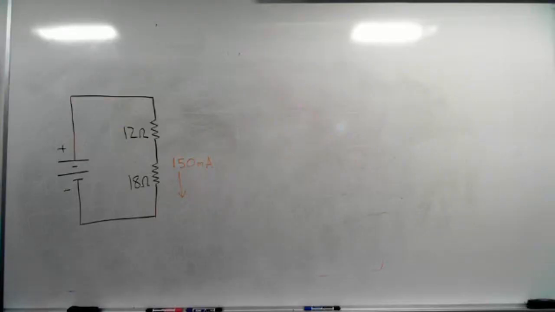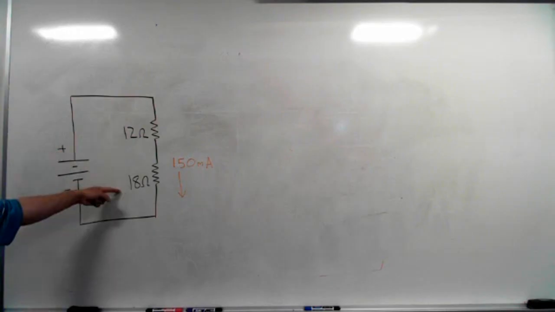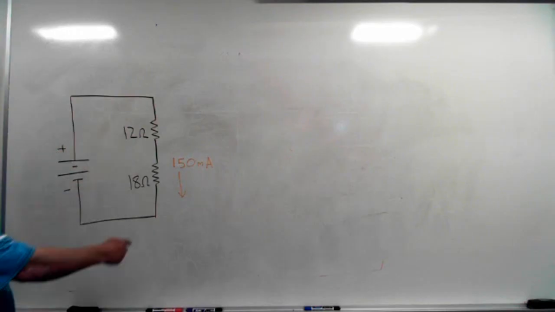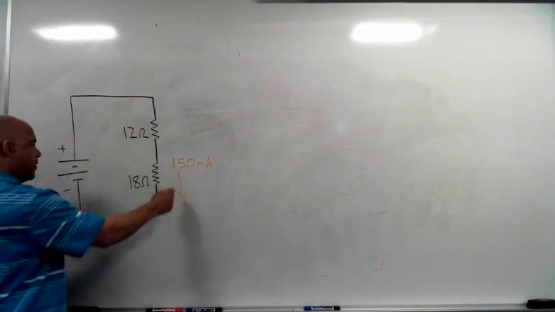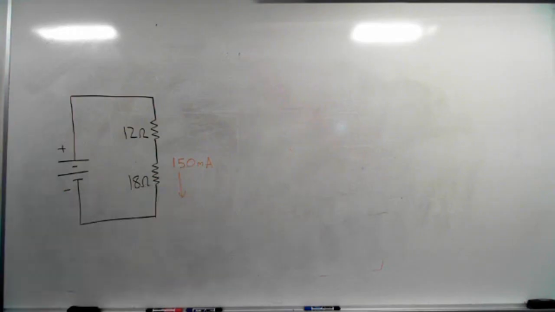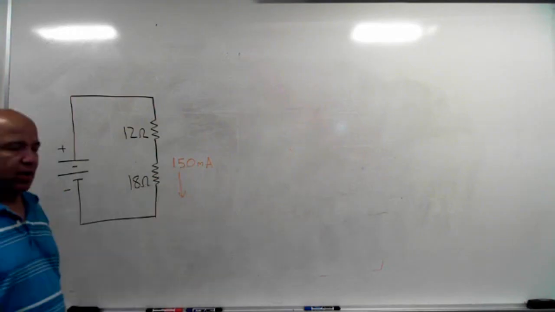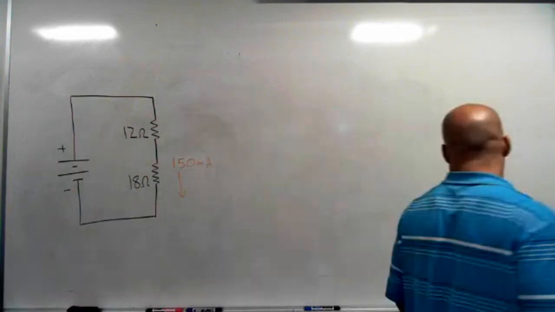So here's the circuit I came up with. What we know is we've got a 12 ohm and an 18 ohm, they're in series. We know the current in this resistor is 150 milliamps. We do not know the voltage. We want to know the voltage across both resistors. So how do I handle something like this? What do I do?